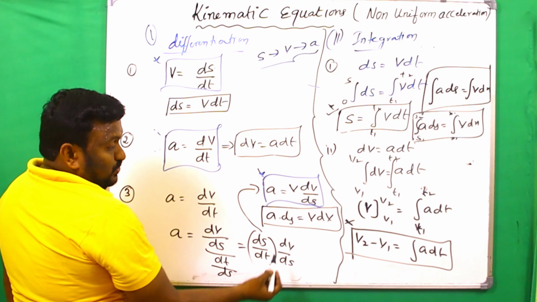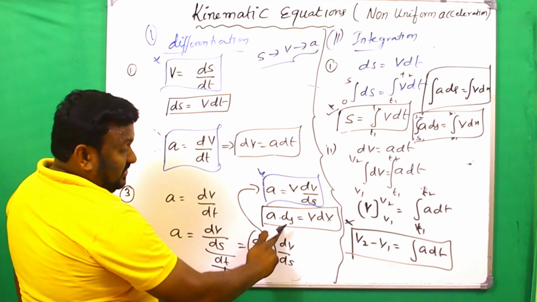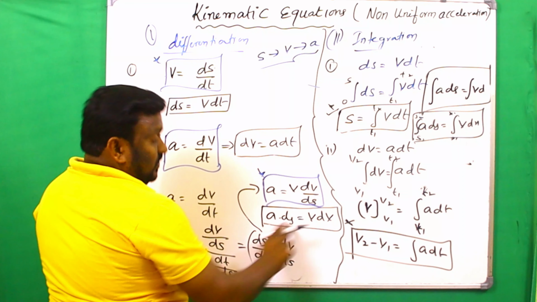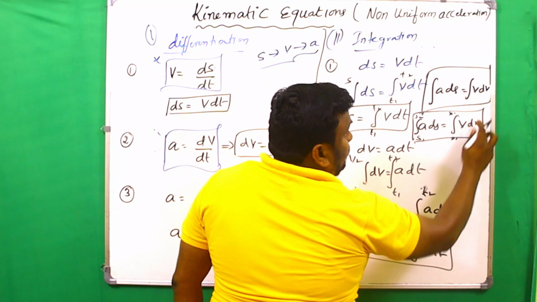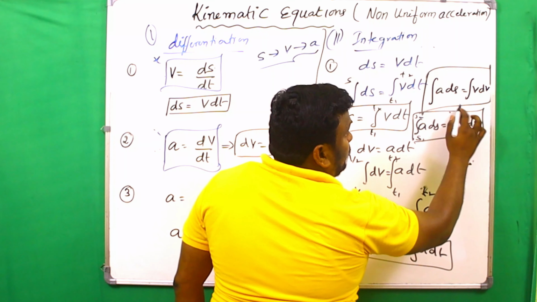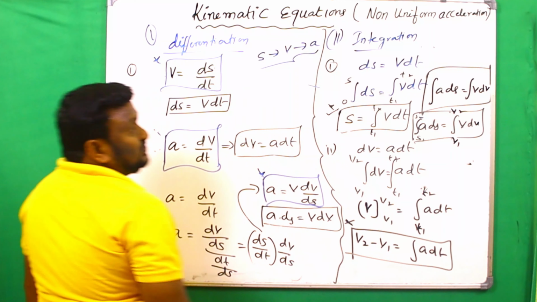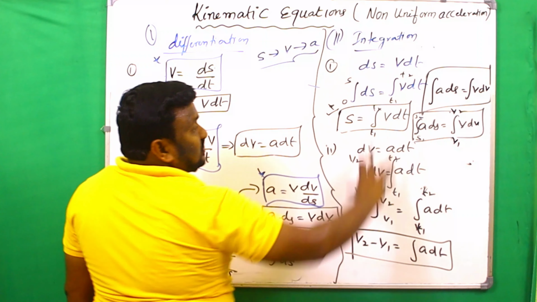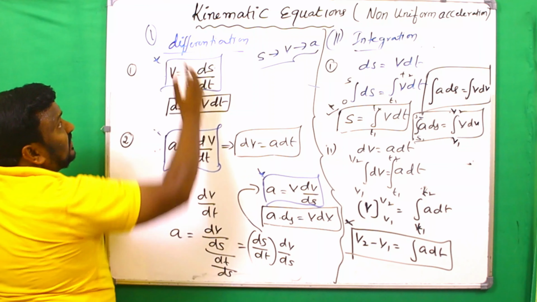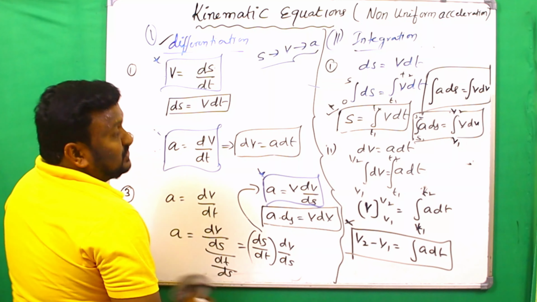Clear? So ads is equal to v dv. It is what? v dv. So the limits are now v1 to v2 we can write. So these are the equations we can use in case of integration, and these are the equations we can use in case of differentiation. So very simple.